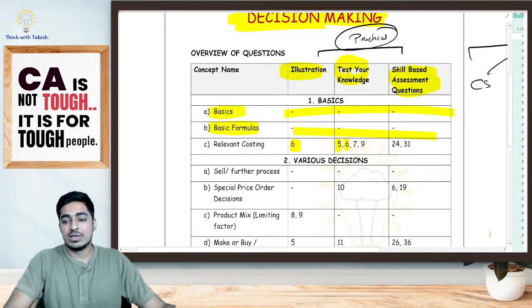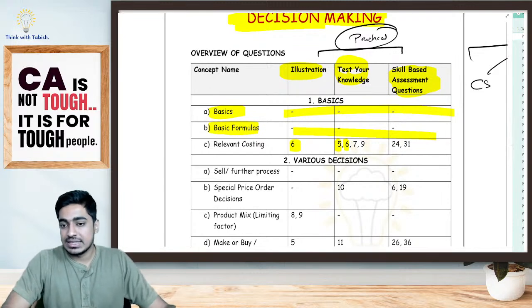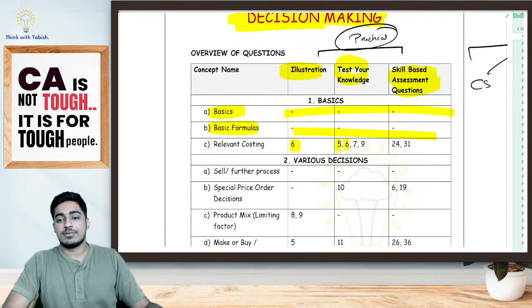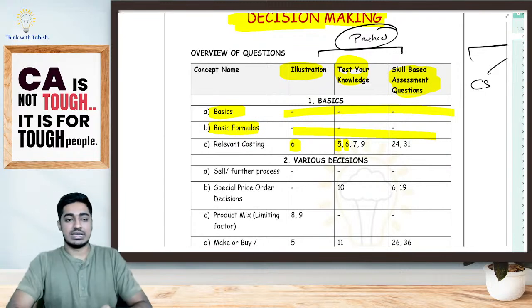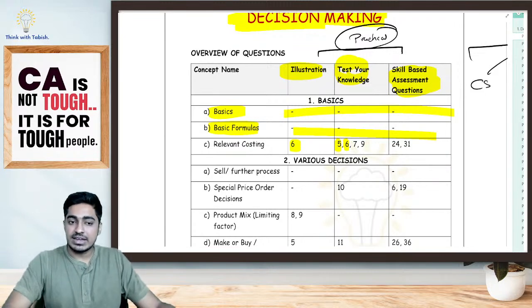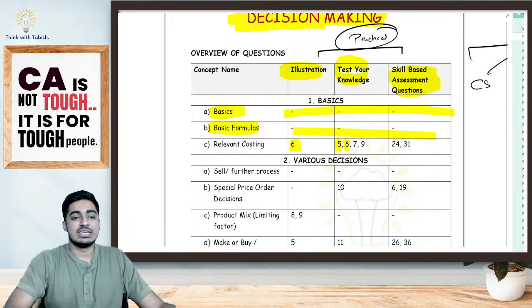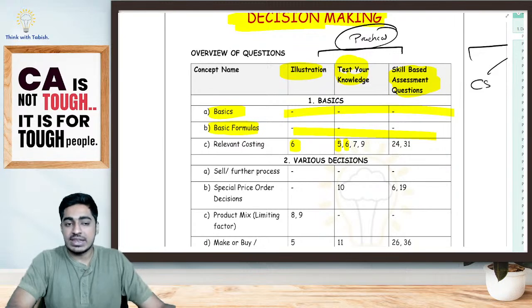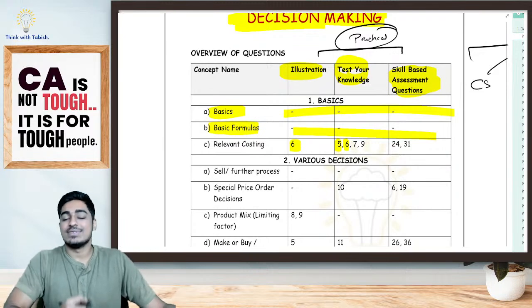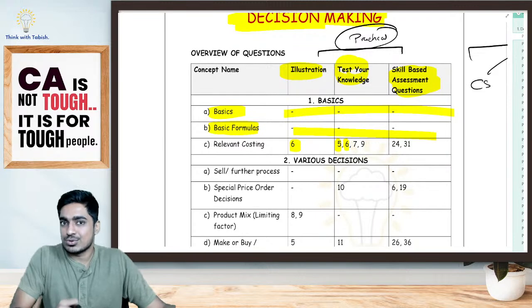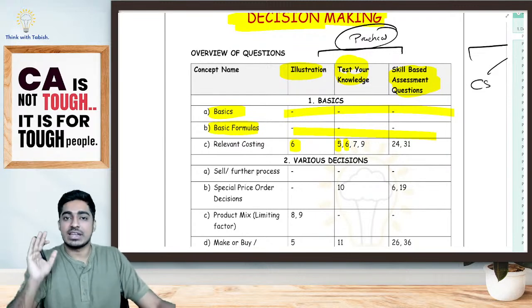So we'll do one thing, we'll take a break. It is 7:49, so at 8:05 we will continue the session. Okay, students? Go for a break with more energy, more enthusiasm. We'll come back, solve the balance 4 questions and finish off the concept relevant costing.